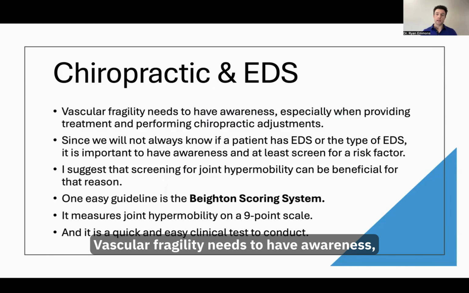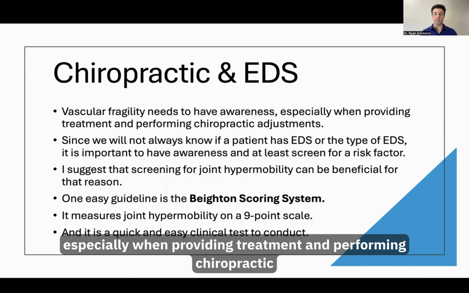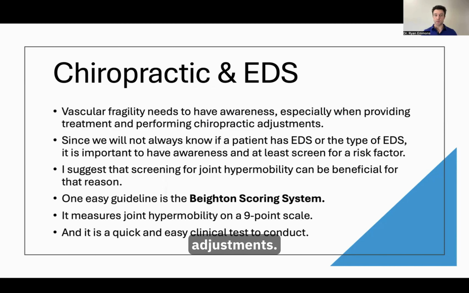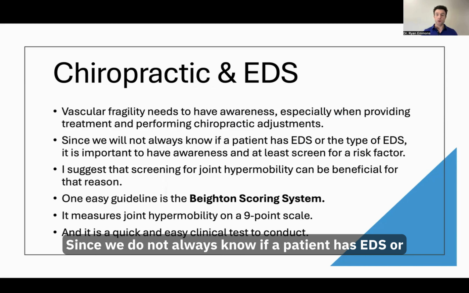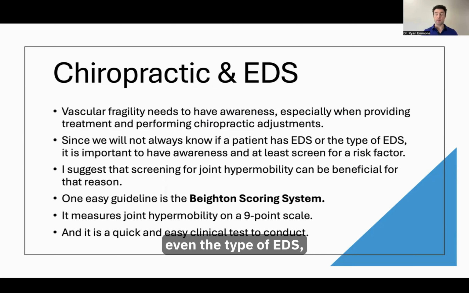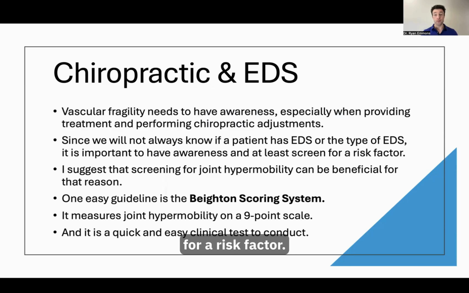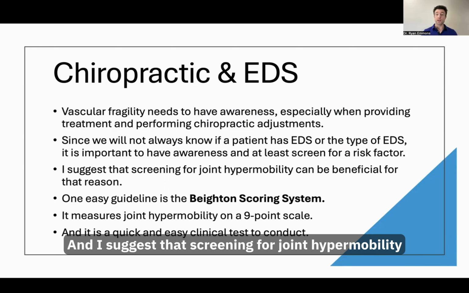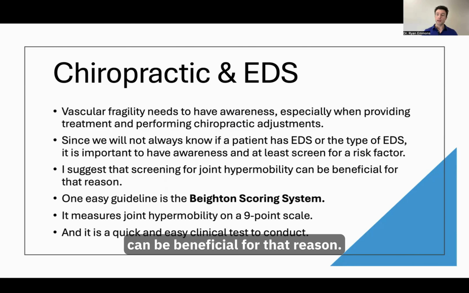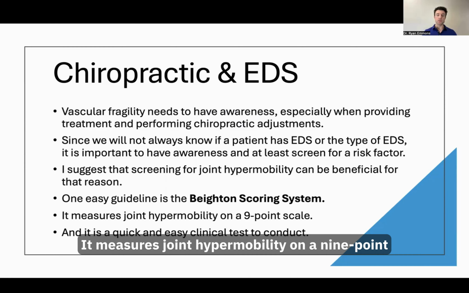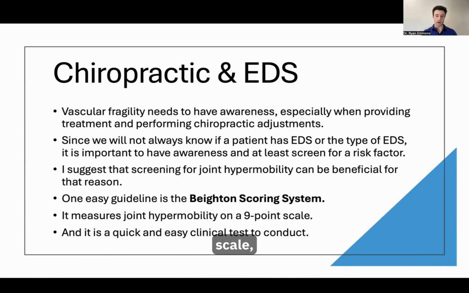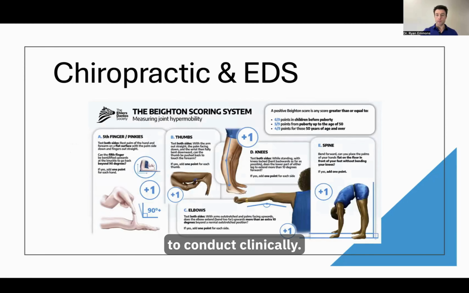Vascular fragility needs to have awareness, especially when providing treatment and performing chiropractic adjustments. Since we will not always know if a patient has EDS or even the type of EDS, it is important to have awareness and at least screen for a risk factor. And I suggest that screening for joint hypermobility can be beneficial for that reason. One easy guideline is the Beighton scoring system. It measures joint hypermobility on a 9-point scale, and it is quick and easy for us to conduct clinically.